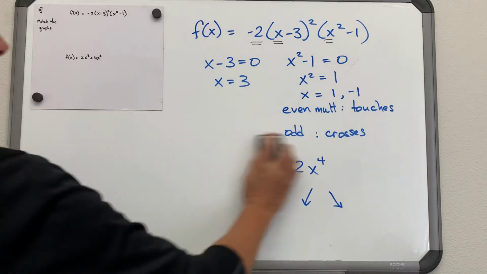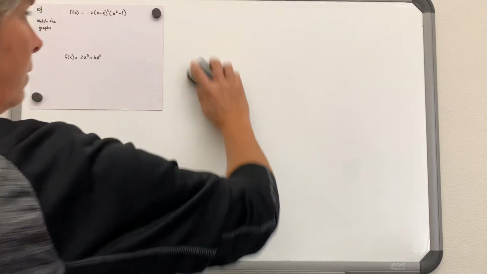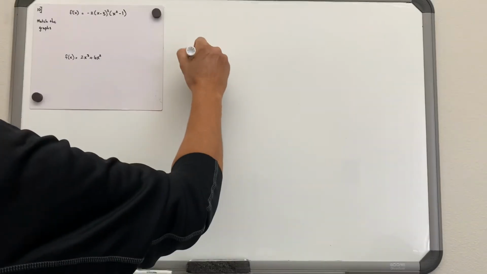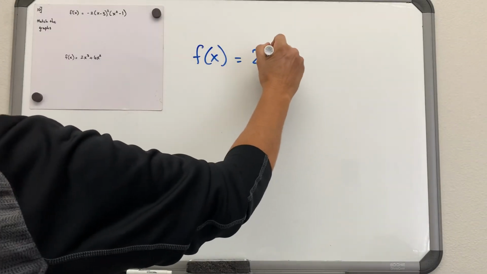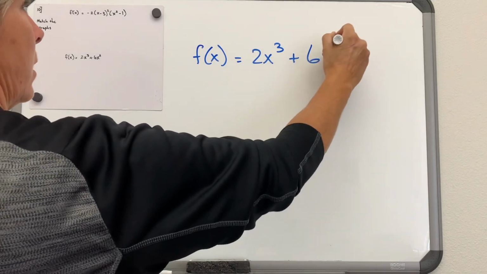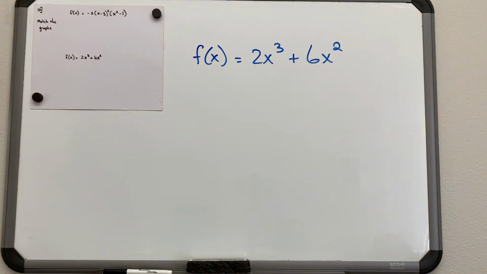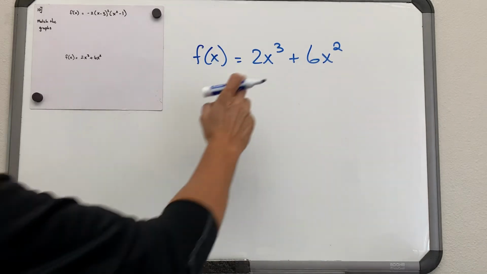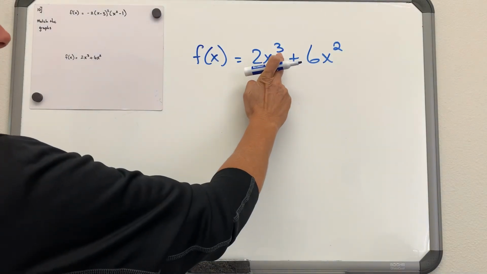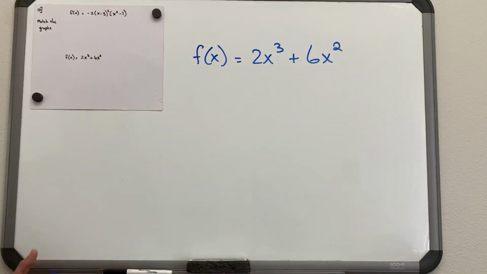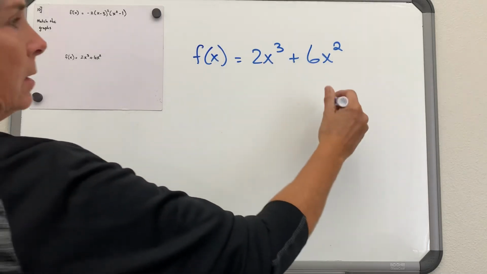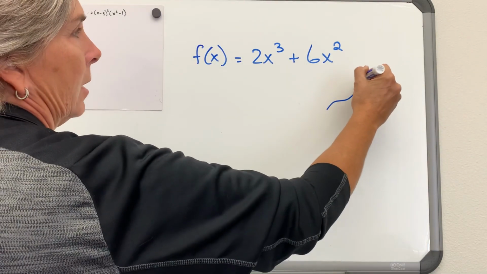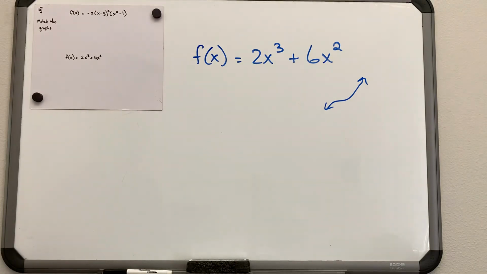So let's look at this other function. I've got f of x equals 2x to the 3rd plus 6x squared. Now, this one, we can see the leading term is 2x to the 3rd. So what I know about that is, because it's an odd degree, I'm going to have one tail go one way and one tail go the other way. Because it's positive, it's going to kind of simulate a positive slope line. So I'm going to have my left tail going down, my right tail going up.